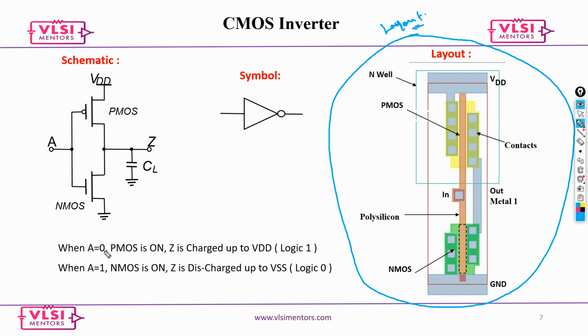Now when A is zero, PMOS is on, your Z is charged up to VDD, which is basically logic 1. And when A is 1, your PMOS is off and NMOS is on, and your Z is completely discharged to VSS and your logic is 0. That is how, if someone asks you to explain CMOS inverter operation, you should be explaining.